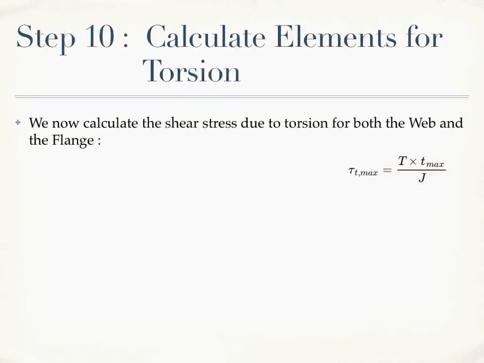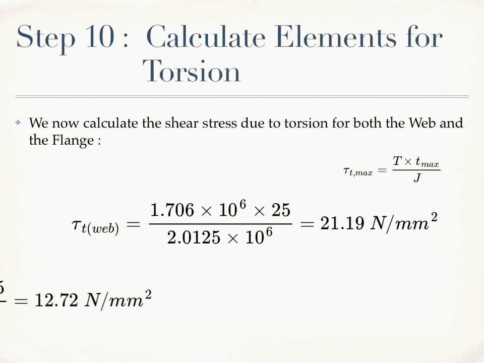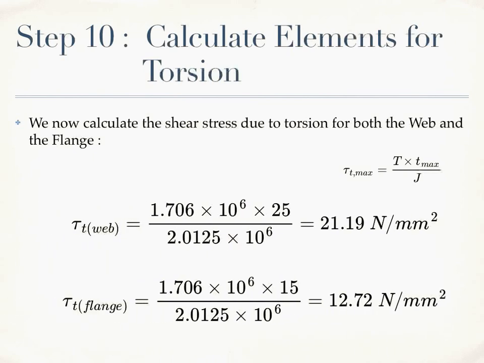Having obtained a value for J, we can now go on to calculate the shear stress due to torsion, which is calculated separately for the web and the flange. We simply substitute in our values into this formula, where T is 1.706 times 10 to the 6, and J is 2.0125 times 10 to the 6. 25 is our thickness in the web, and for the flange, we've got 15. Now the results we get here are counterintuitive, because we know for shear flow that as thickness increases, shear stress decreases. But for torsion, we can see that as our thickness decreases, our shear stress also decreases.